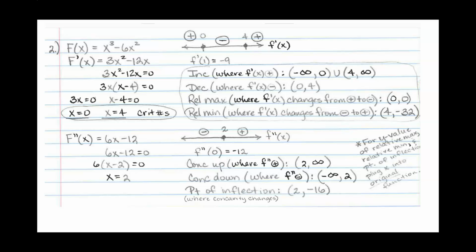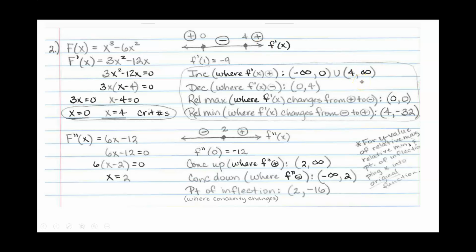Now we can use that derivative sign graph to figure out that anywhere my derivative is positive, then my original function is increasing. Anywhere my derivative is negative, my original function is decreasing. So I can see that it was positive from negative infinity to 0, so increasing there. And then it was negative from 0 to 4, so decreasing there. And then it was positive from 4 to infinity, so increasing there.